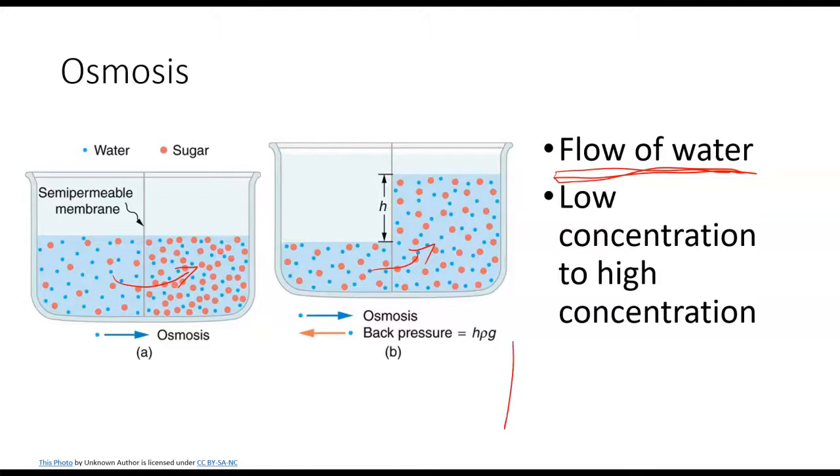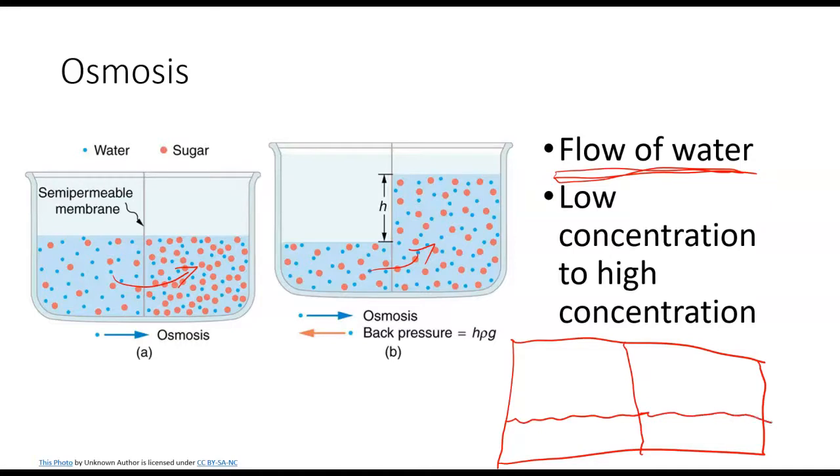So if we think about it, if I have two solutions separated by a semi-permeable membrane, let's say that this solution is 1 molar and this solution is 3 molar. What will happen is that the water will move from the 1 molar solution to the 3 molar solution until the level of the solution has gone down in the 1 molar and up in the 3 molar.